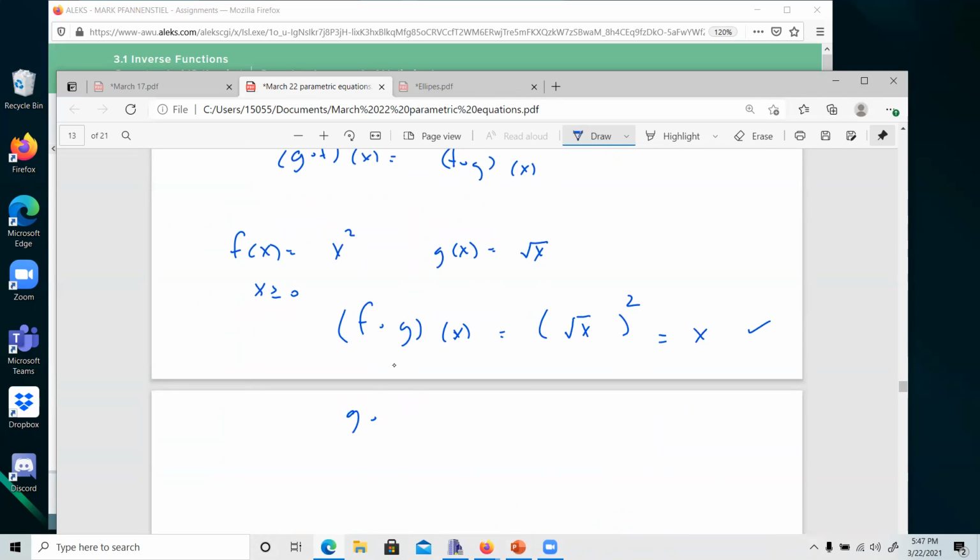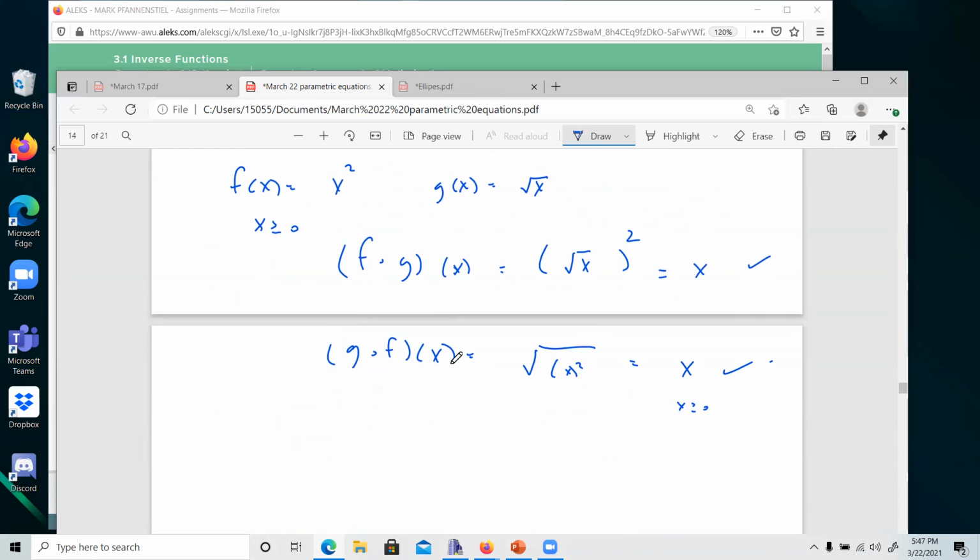And then go the other way around. What about g circle f? We have the square root of what? Well, we're taking the square root of x squared, get x, provided x is greater than or equal to 0. Otherwise, we're going to get absolute value of x, which is one of the reasons why we do this. But yes, that works as well. So we're doing pretty well.